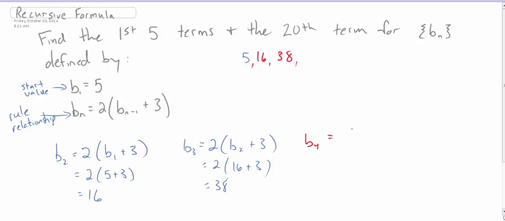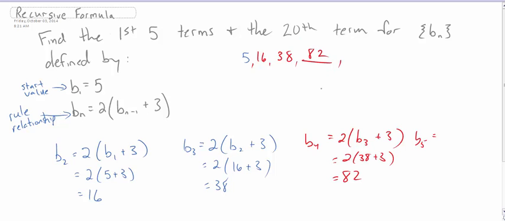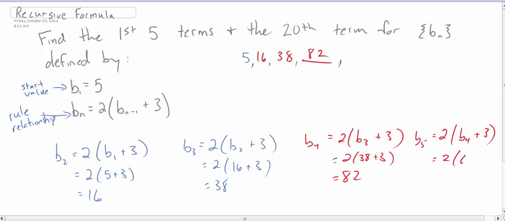Pause the video right now, and once you find b4 and b5, add them to this sequence. Alright, so hopefully you have 2 times b3, because that's the previous term, plus 3. This is 82. b5 is going to be 2 times b4 plus 3. And this last term, the 5th term, will be 170.